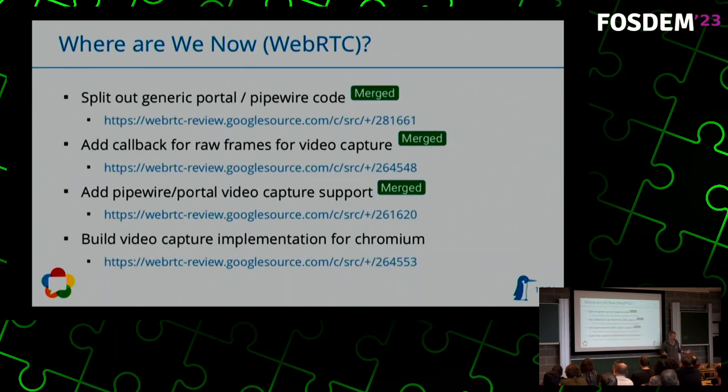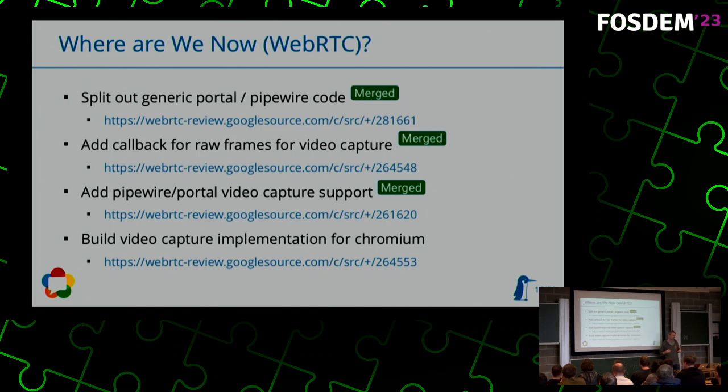Where are we? Part of this talk is to raise a bit of awareness, maybe for someone who can review more things or maybe add stuff later on. So let's talk about what's there. The first commit was to split out generic portal Pipewire code. That was code used in the screen sharing for the portal that could also be used for camera sharing with the portal. So we put that in a place where it can be shared.